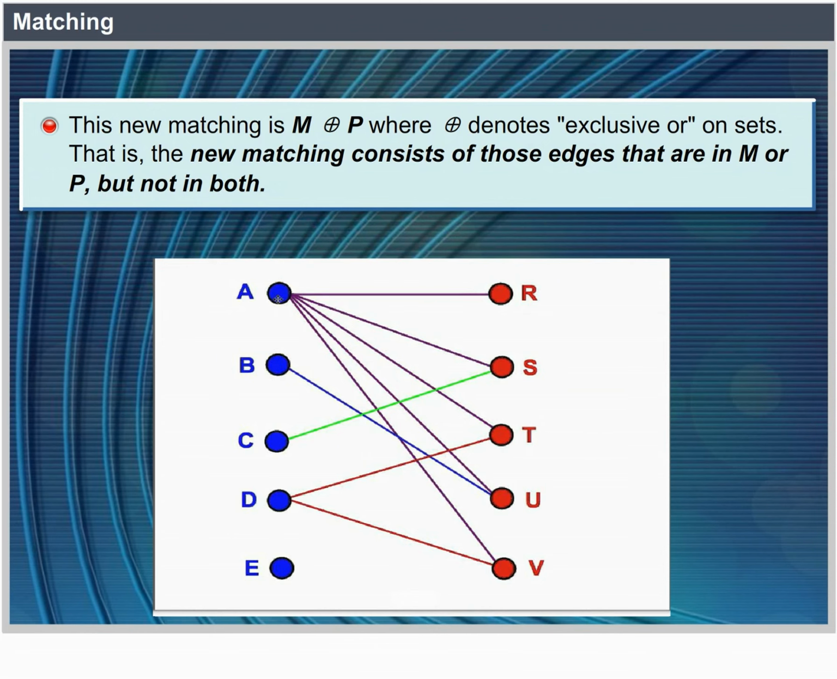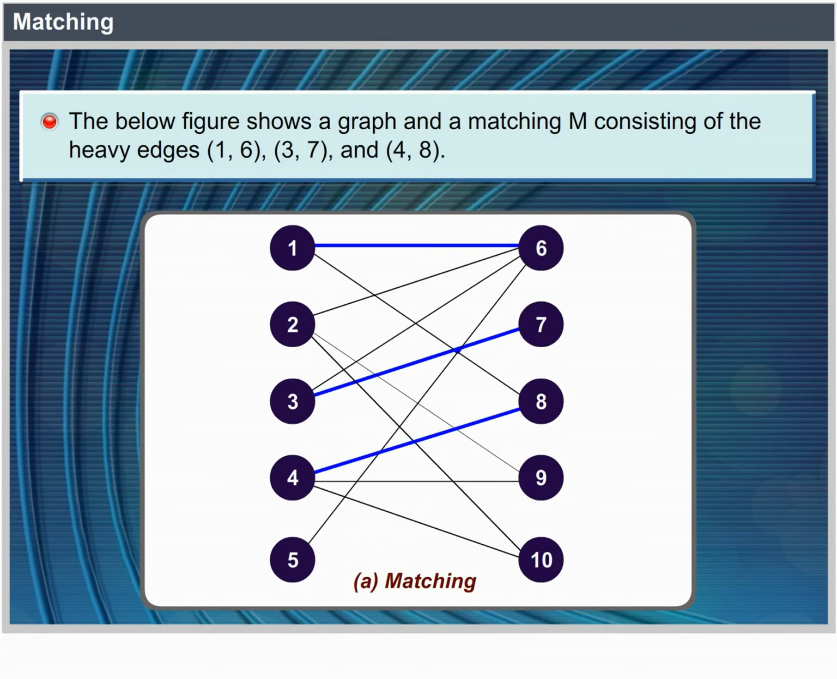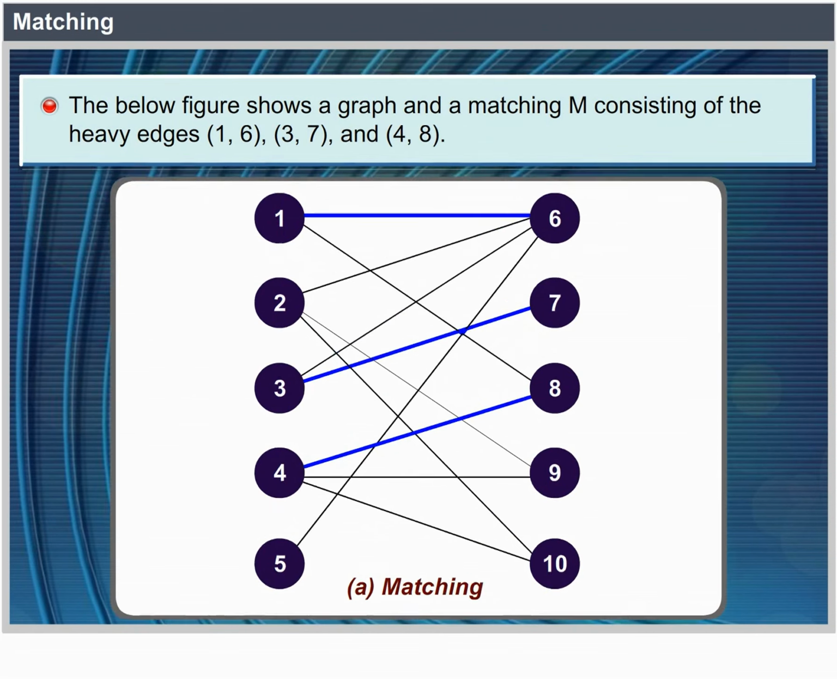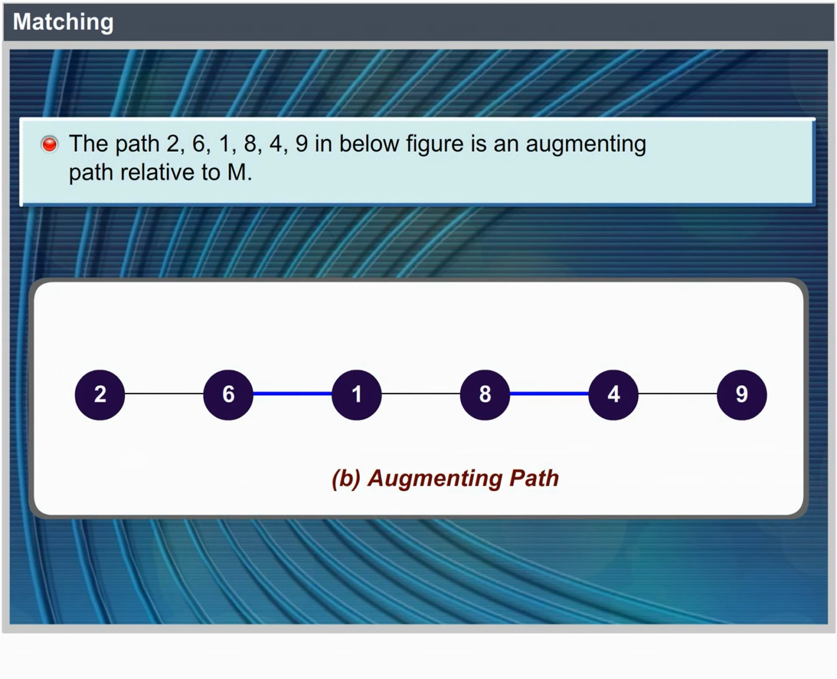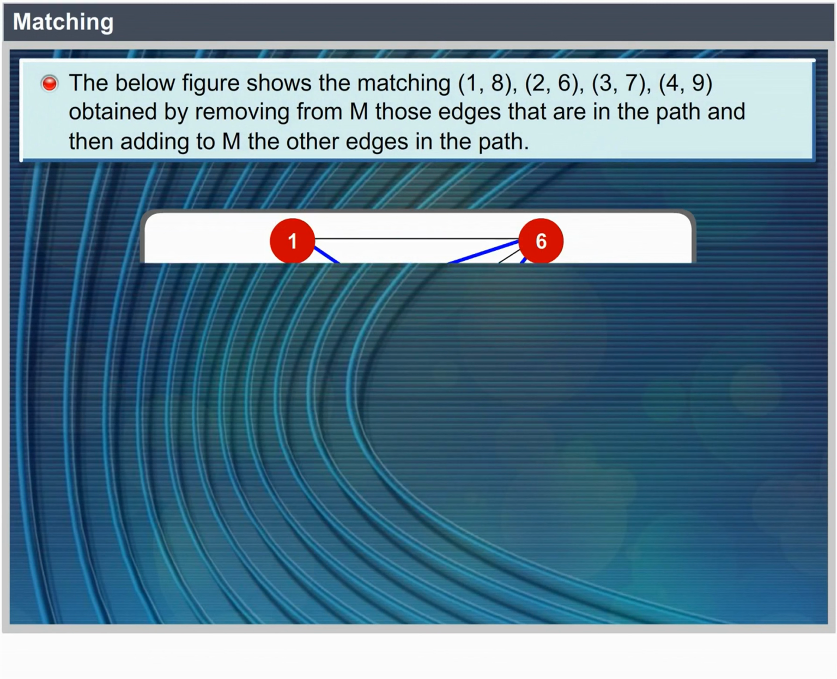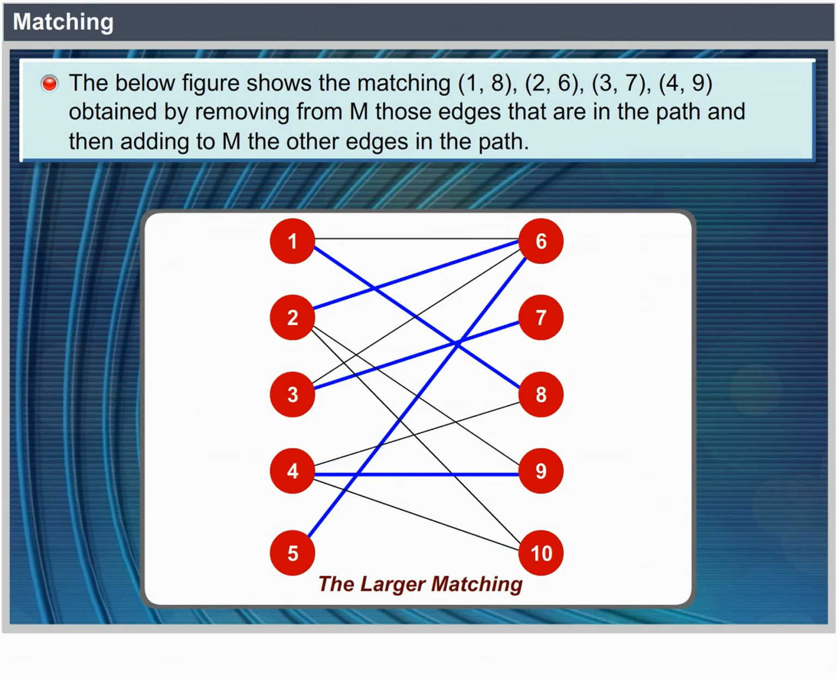The below figure shows a graph and a matching M consisting of the heavy edges 1, 6, 3, 7 and 4, 8. The path 2, 6, 1, 8, 4 and 9 in the below figure is an augmenting path relative to M. The below figure shows the matching 1, 8, 2, 6, 3, 7 and 4, 9 obtained by removing from M those edges that are in the path and then adding to M the other edges in the path.